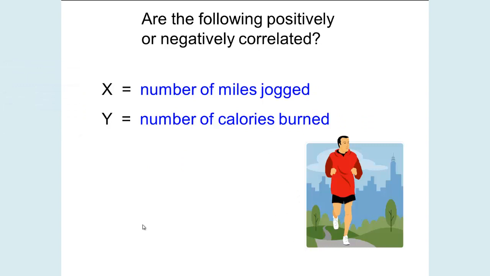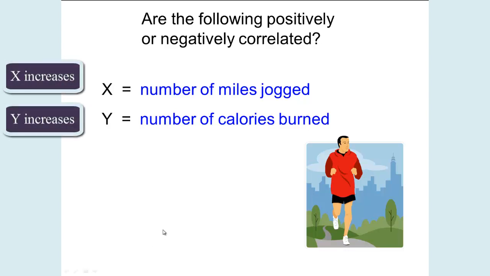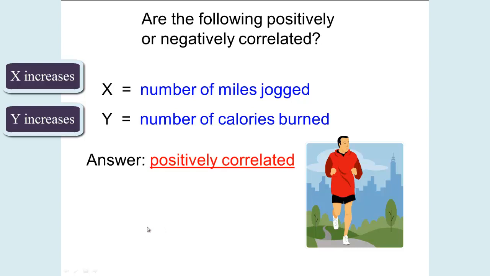Are the following positively or negatively correlated? X is the number of miles jogged. Y is the number of calories burned. The more miles you jog, the more calories you burn. X increases, Y increases. So they're both moving up. Since they're moving in the same direction, that is positively correlated.